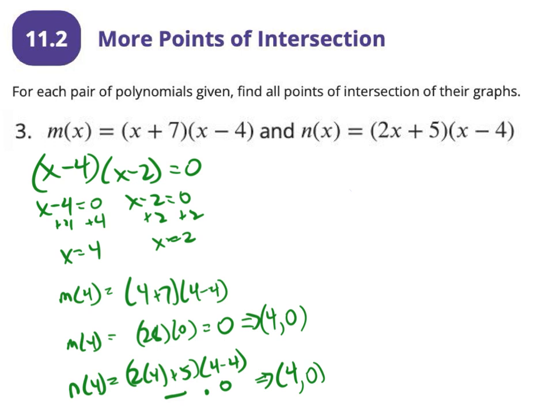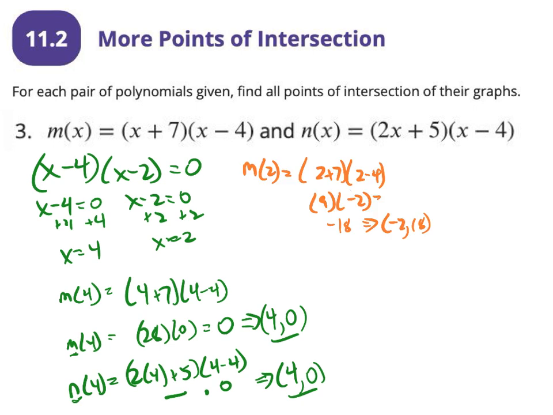okay, now that I found 4, I stuck 4 in for x into polynomial m and polynomial n. But since 4 minus 4 is 0, one of my points of intersection is 4, 0. 4, 0 works for both m and n at 4. So they have the same point of intersection. So that's one point of intersection. Now let's see if the 2 works for both.